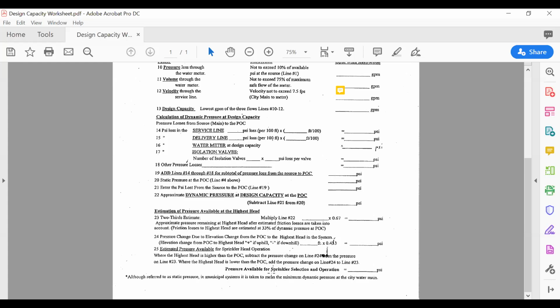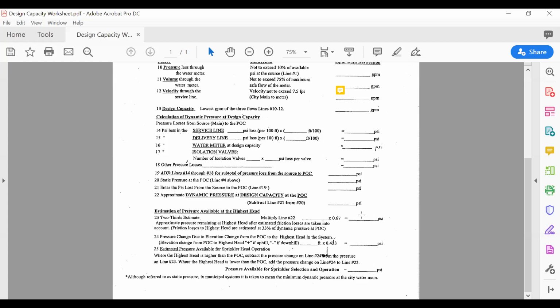You forgot a step, Dimitri. Line 23 is the 2/3 estimate. So we want to put that 18.83 PSI and multiply it by 0.67 because we lost a third through our fittings. So 18.83 times 0.67, and then minus the 5.2. So 7.4161. Wow. So that lost so much pressure. At our head it is only 7.4 PSI.